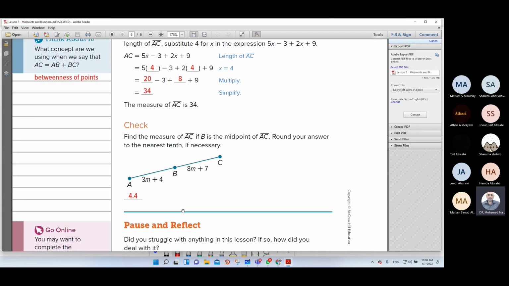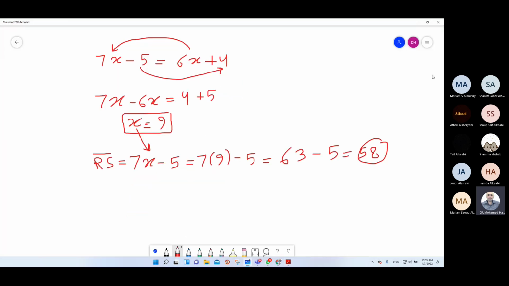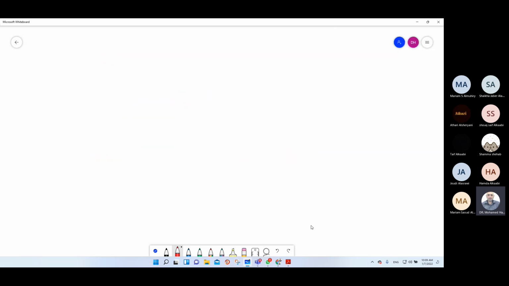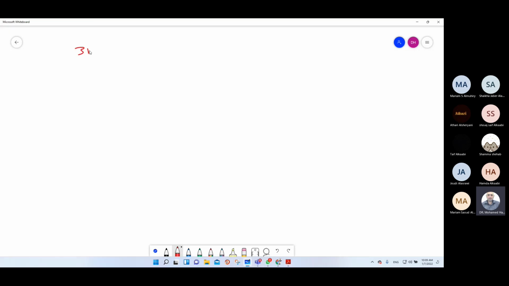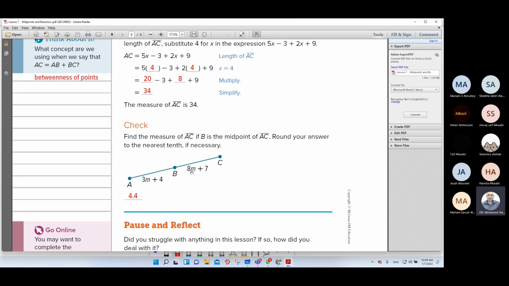And this is the last idea in our lesson. Find the measure of the segment AC, the whole segment. If B is the midpoint of the segment AC, round your answer to the nearest tenth if necessary. We will start from AB equal BC. Means we can write 3m plus 4 equal 8m plus 7.